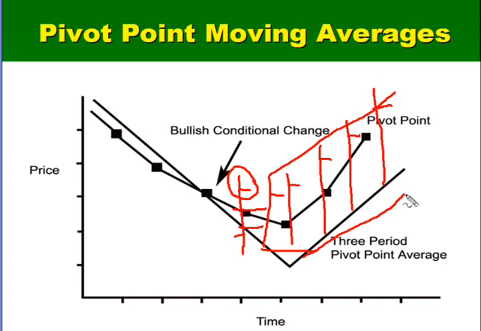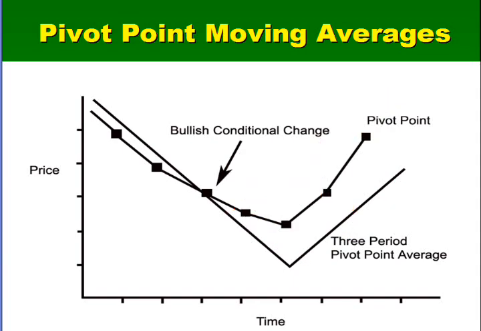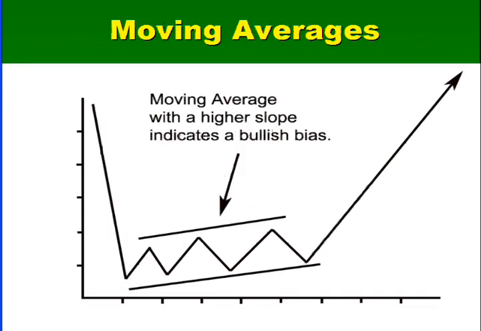And that is something that we determine by looking at a true typical price moving average, not just a closing moving average. We want to be looking at a true typical price, which is the pivot point, against a typical price moving average, which is the 3-period pivot point average. That'll help give you at least an idea that there is a conditional change, or in this case, as we see, a bullish conditional change occurring.